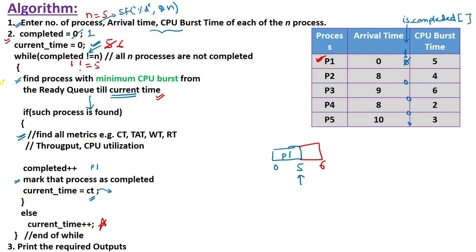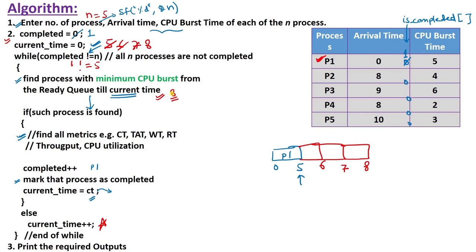Now when we go again, we'll say only one process is completed till now. Now at 6 time, is there any process which has arrived? Again, there is no process arrived. So again, if it's false, we'll say current time plus plus, that is 7. Now again at 7 point of time, when we go into the while loop again, there is no process. So again we just increment the current time, that is 8.